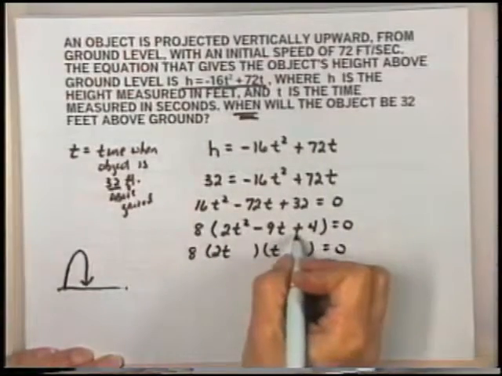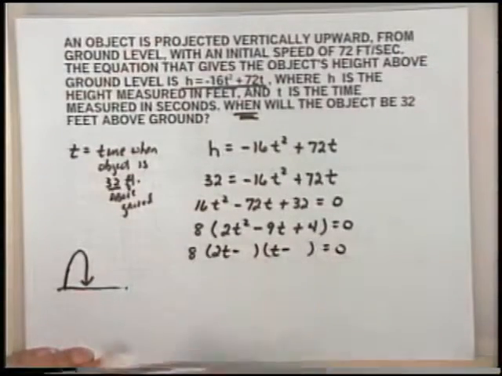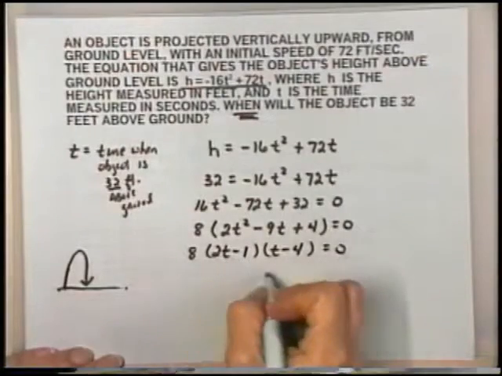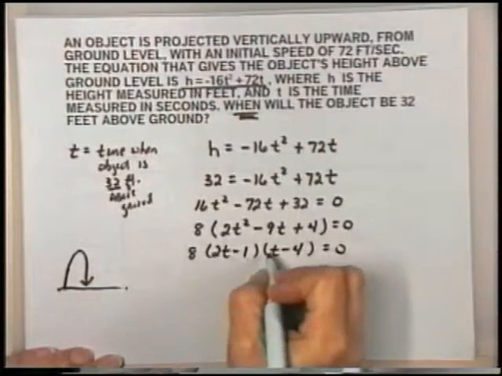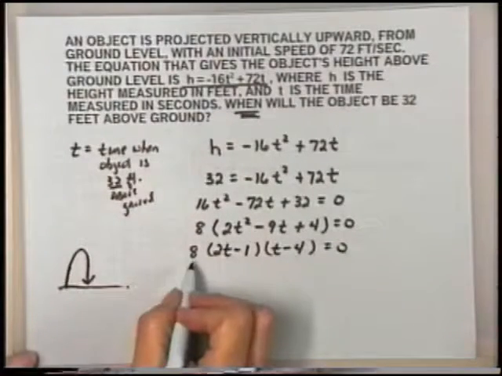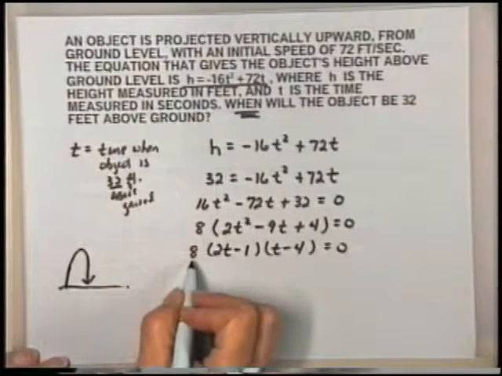I'll have to have a 2t times 1t here. Same signs, both negative. Let's see, if I'm trying to get a negative 9, I need to use a 4 here and a 1 here. That gives me negative 8t, minus 1t is minus 9t, and notice I have the plus 4.